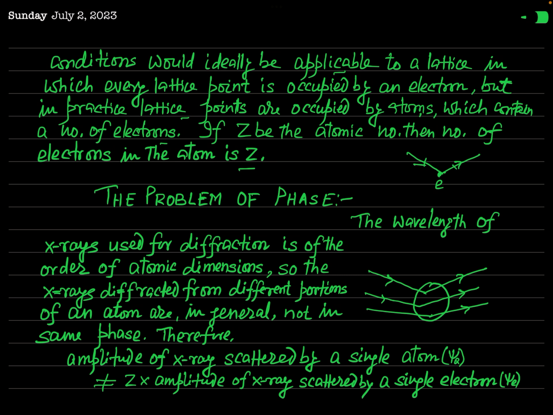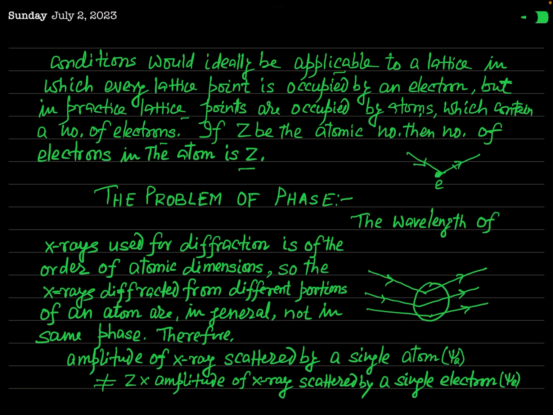But in practice, at the lattice point the electrons are not located, but we know that at the lattice point atoms are located, and an atom consists of a large number of electrons. So actually the conditions on which Bragg's treatment and the Laue equation are based are not realistic, but ideal situations. In a real situation, the scattering of X-ray will take place from atoms, not by electrons.